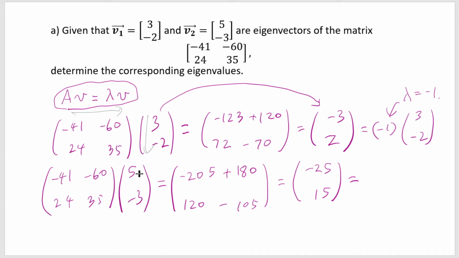And again, you want to think about 5 times what gives you negative 25. It's negative 5 times, right? So if you put negative 5 times negative 3, indeed it's 15. Negative 5 times 5 is negative 25. So you do see that this time the eigenvalue for this vector is negative 5. So these are the eigenvalues.